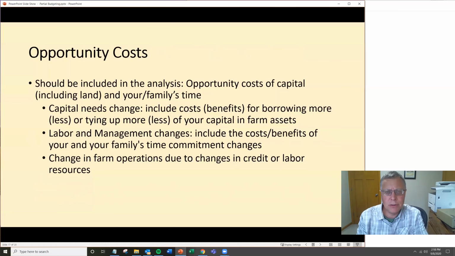Capital needs are changing when you do some of these things. You have to really think about it. There's going to be costs or benefits to borrowing more or less and tying up more or less of your capital in different farm assets. If you buy a planter, that money is coming from somewhere. You're going to have to borrow it, or you have to take some of your current assets and convert them into the planter. And those were doing something else. You have to think about that. Often that's the interest rate for capital.